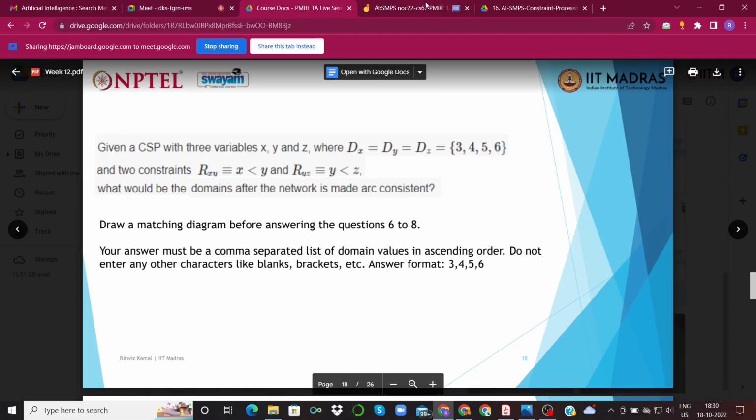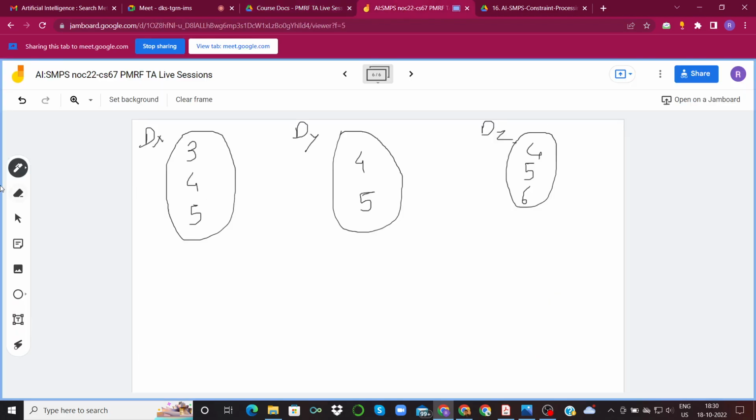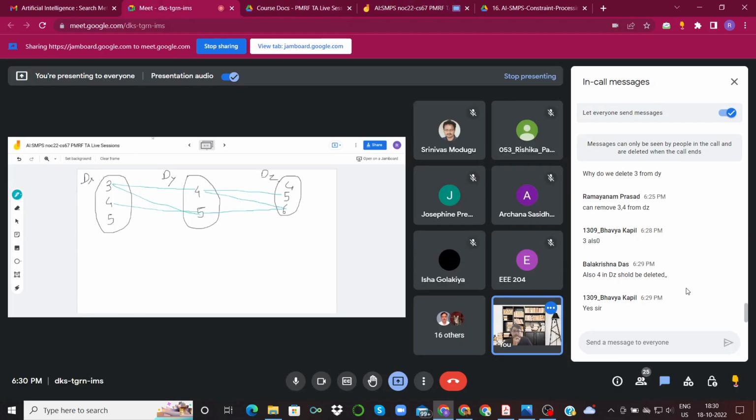So now what we'll do is we'll form the edges again. So let's do that. 3 will be connected to 4, 3 will be connected to 5, 4 will be connected to 5, 5 will not be connected to anything. 4 will be connected to 5 and 6, and 5 will be connected to 6. Right? So is this graph okay? Do you agree with me? Okay, great.